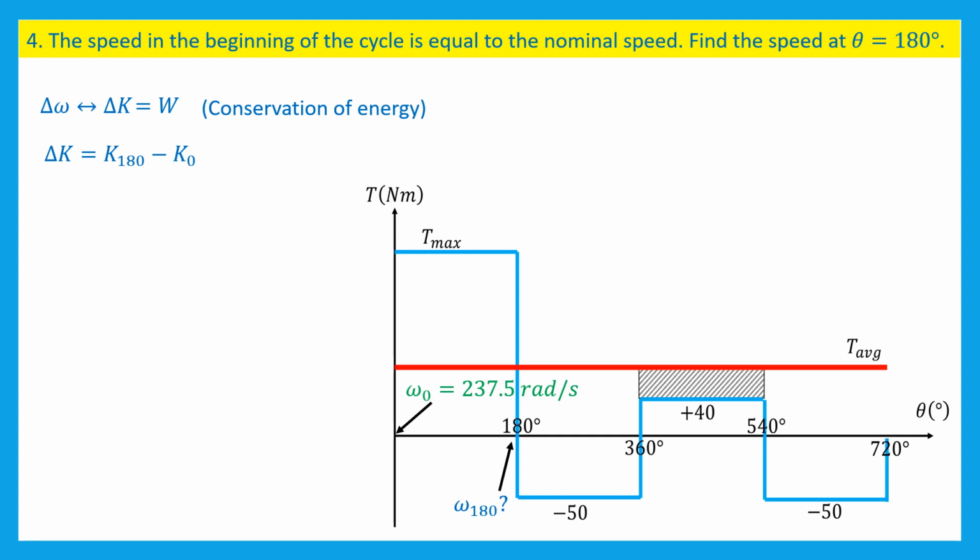Thus, the change of kinetic energy is equal to I times omega 180 square divided by 2 minus I times omega 0 square divided by 2, where I is the mass moment of inertia of the flywheel, which was calculated in question 3. I over 2 is a common factor of the two terms. Hence, the change of kinetic energy is equal to I over 2 times omega 180 square minus omega 0 square.